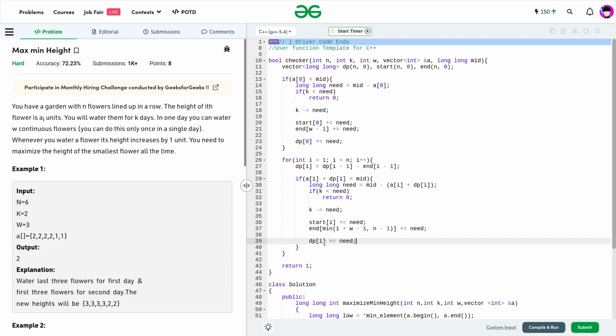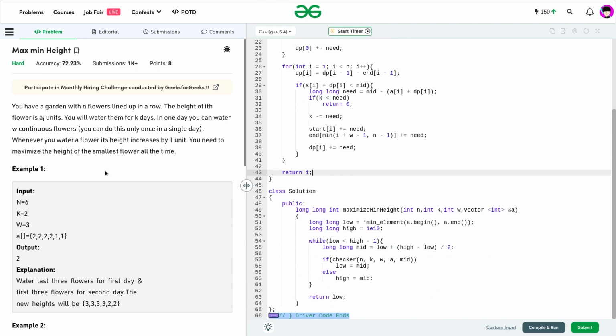After it, I increment dp of I by need, and after this has all been computed, if I don't return 0 in between, that means I've successfully made the height of all the plants at least equal to the mid value. That is why I return 1. So this would be the solution for today's problem, max min height.